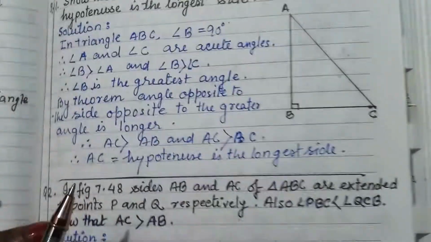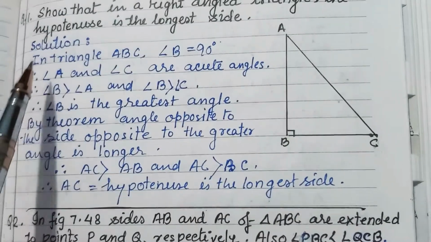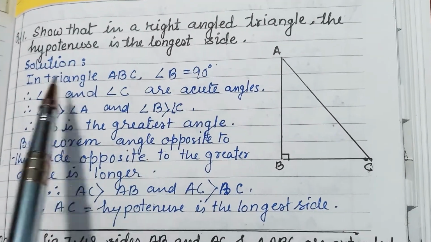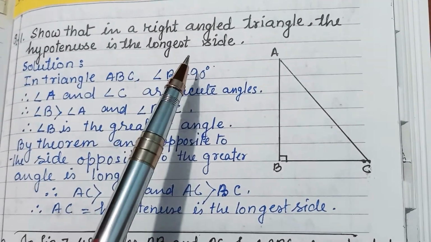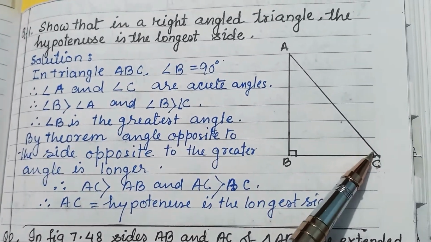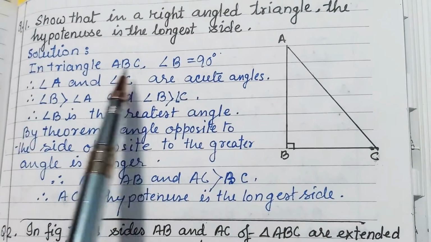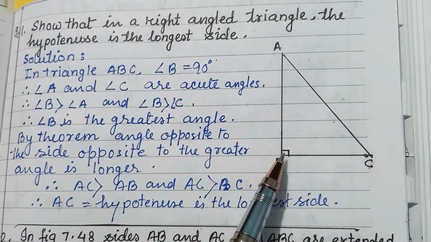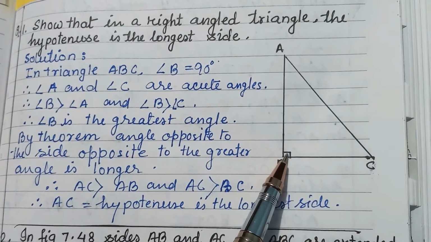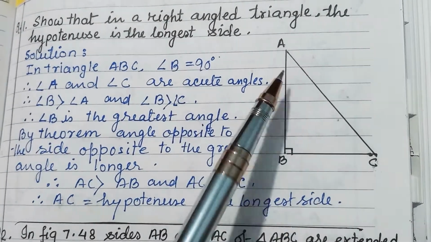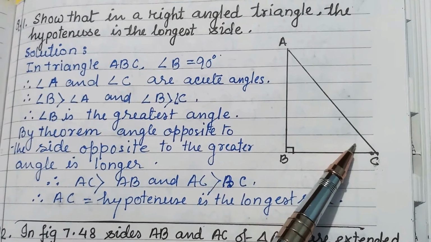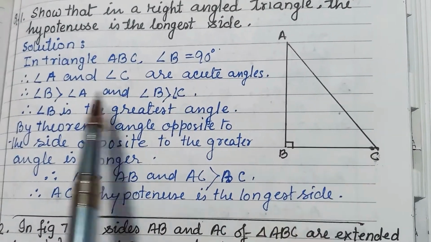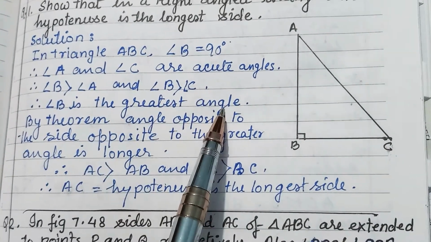Now, the questions and their solutions. First question: show that in a right angle triangle the hypotenuse is the longest side. We have to prove the hypotenuse is the longest side. In triangle ABC, angle B is 90 degrees, and A and C are the acute angles. So angle B is greater than A and B is greater than C also. So B is the greatest angle.